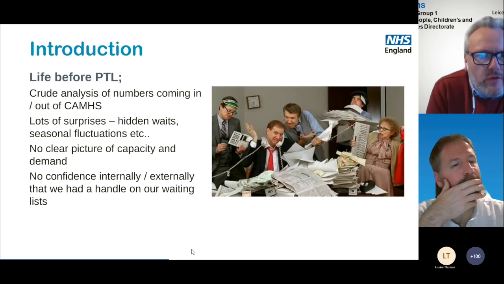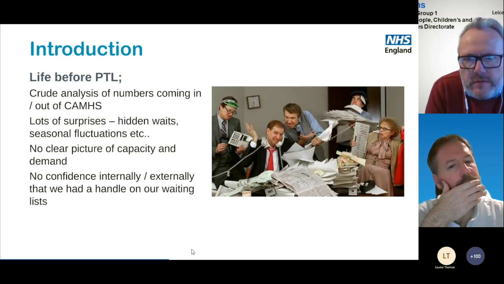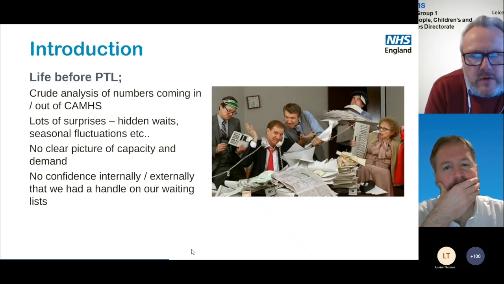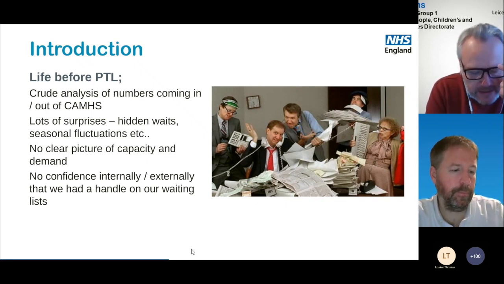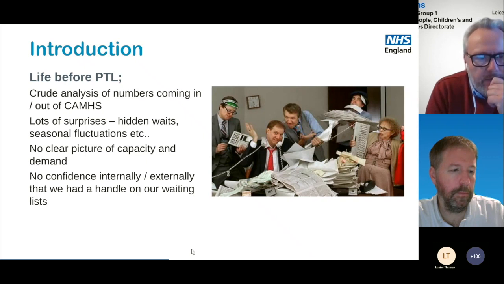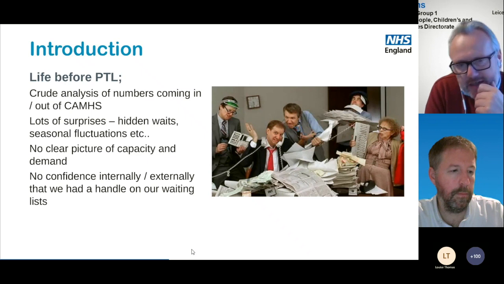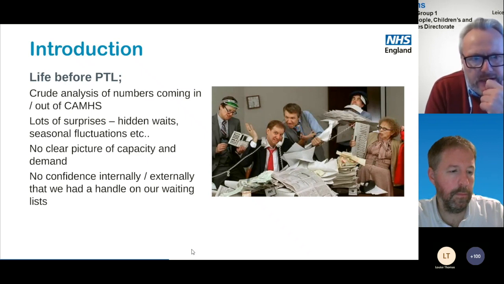So life before PTL probably wasn't quite as chaotic as the picture depicts, but it was fairly close. Whilst we had a crude analysis of numbers coming in and out of our service, we really didn't have an understanding of any trends, fluctuations, what our internal waits were, what our discharge rates were, what our DNA rates were. There were lots of surprises.